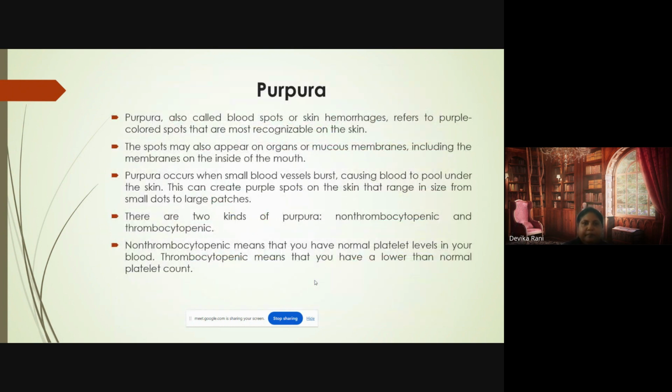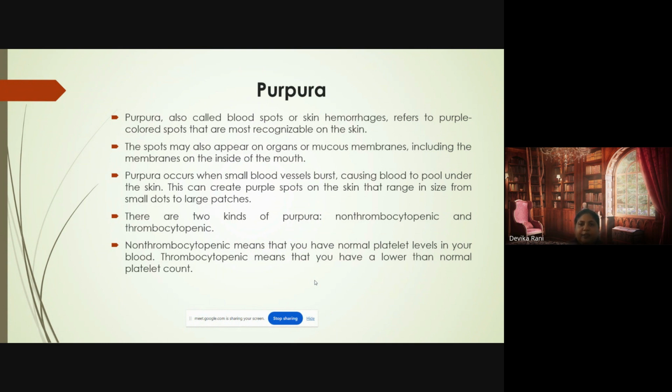Now, purpura. Purpura, also called blood spots or skin hemorrhages, refers to purple colored spots that are most recognizable on the skin. The spots may also appear on organs or mucous membranes, including the membranes on the inside of the mouth. Purpura occurs when small blood vessels burst, causing blood to pool under the skin. This can create purple spots on the skin that range in size from small dots to large patches.